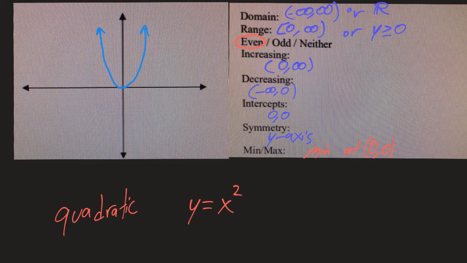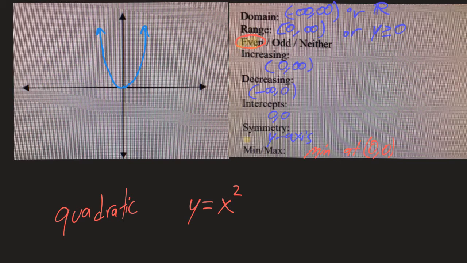Since my graph does have a low value, it cuts off at 0. We can see my range starts from 0 and goes to infinity. And I wrote it two different ways: I said 0 to infinity, or y is greater than or equal to 0. Okay, now this function is even, and this graph has y-axis symmetry.